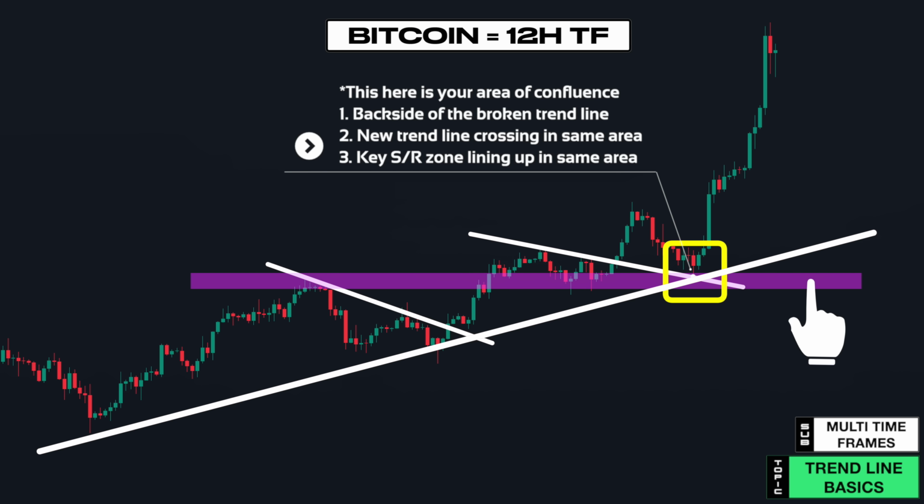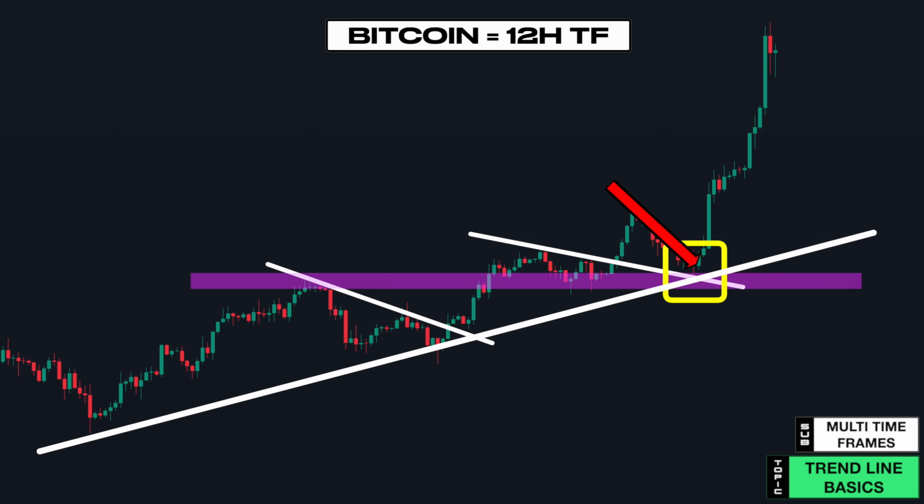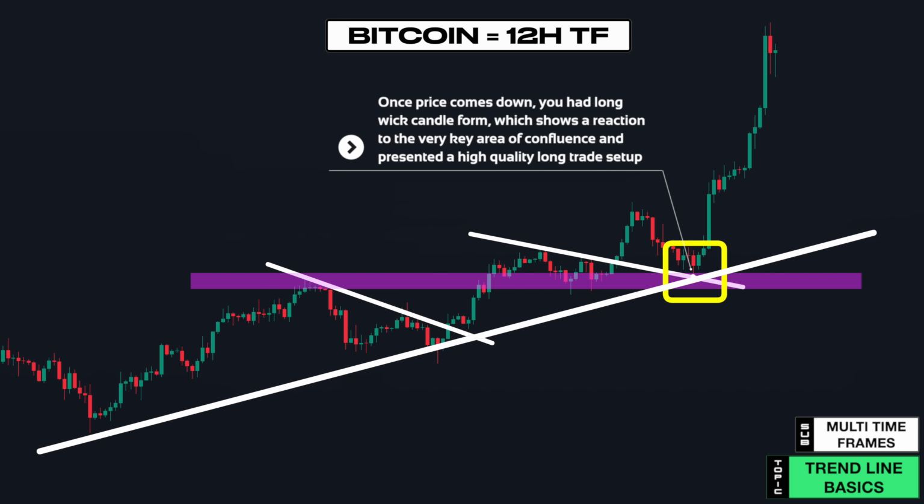in the same area. Once price comes down to this key area of confluence, you had a long wick candle form, which shows a reaction to the area and presented a high quality long trade setup.